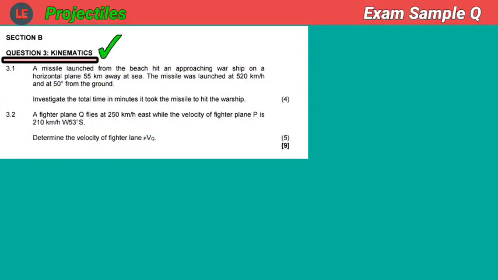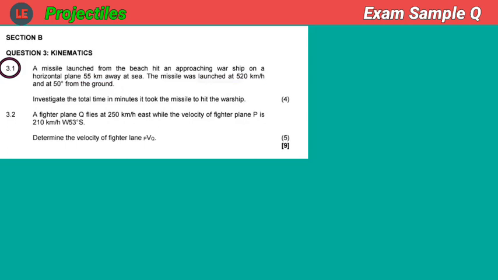Question 3, Kinematics. This is 3.1, a projectile problem, as we are told about a missile launched from the beach to hit an approaching warship on a horizontal plane 56 kilometers away at sea. The missile was launched at 520 kilometers per hour and at 50 degrees from the ground. We are given a horizontal distance of 55 kilometers, which I may assume is the range, according to projectile language. And the velocity of the missile to the warship is 520 kilometers per hour.